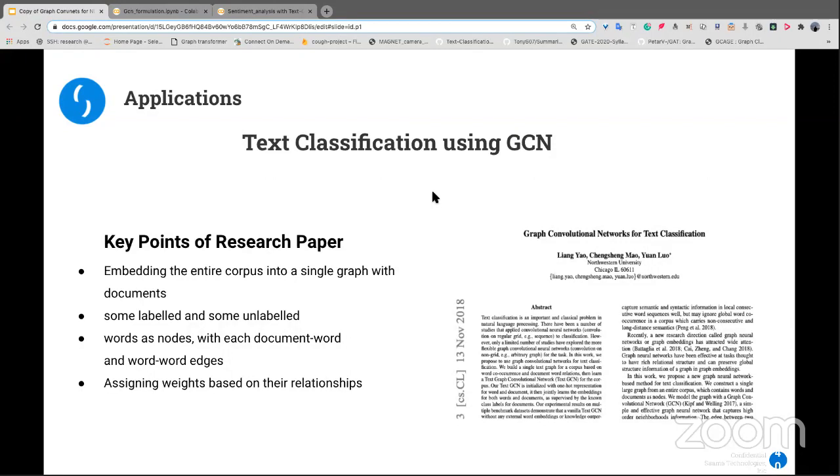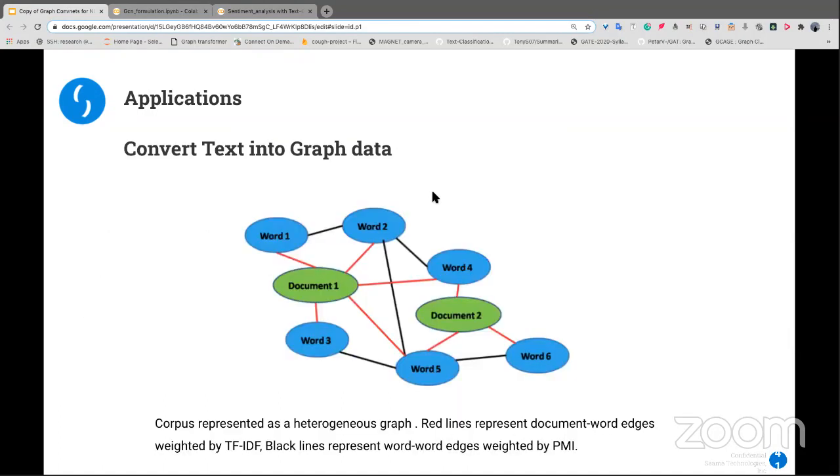So let's go through one paper, which is text classification using GCN. Key points from the research paper: embedding the entire corpus into a single graph with documents, some labeled and some unlabeled, so basically semi-supervised, and words as nodes, with document-word edges and word-word edges, assigning weights based on their relationship. Finally, our aim is to build a heterogeneous graph from all the information contained in the corpus. So the graph will look like this. As you can see, the red lines represent document-word edges, and the weight is given by the TF-IDF.